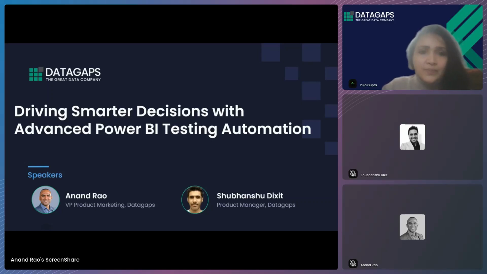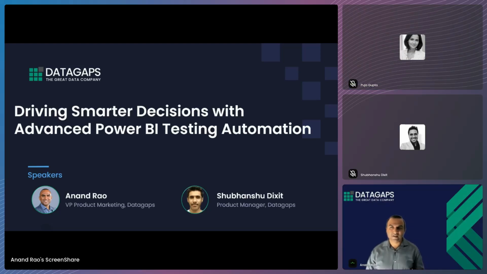Now, today in this webinar, Driving Smarter Decisions with Advanced Power BI Testing Automation, we are here to explore the key challenges in Power BI reporting and how Datagaps BI Validator can help overcome them. Discover how automation can strengthen your BI environment, ensuring accurate, reliable, and consistent insights across your organization. On the panel today, we have Anand Rao, VP Product Marketing at Datagaps, and Subhanshu Dixit, Product Manager at Datagaps.